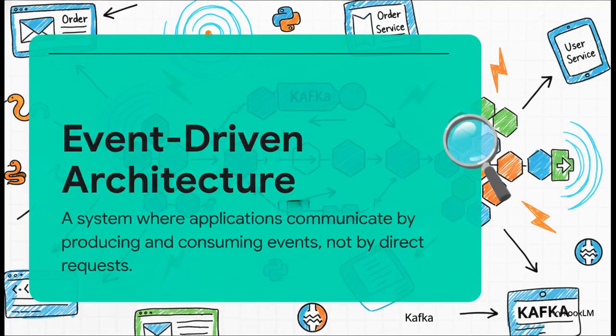Well, the answer is a really elegant pattern called event-driven architecture. Instead of one app directly calling another, which can get messy and create all sorts of dependencies, they communicate through events. And an event is just a simple record that something important happened, like, hey, an order was created, or a user just logged in. Services can just broadcast these events out into the world without even knowing, or frankly caring, who might be listening.